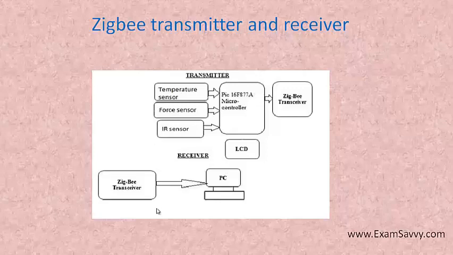In the receiver part, we have the ZigBee receiver. Here the transceiver will act as a receiver. Here we have the transceiver and a personal computer. The ZigBee receiver receives the sensor data through the ZigBee transmitter and passes the information to the personal computer. Here the updates will be done and stored in memory for periodic reference. That is what the transmitter and receiver are.